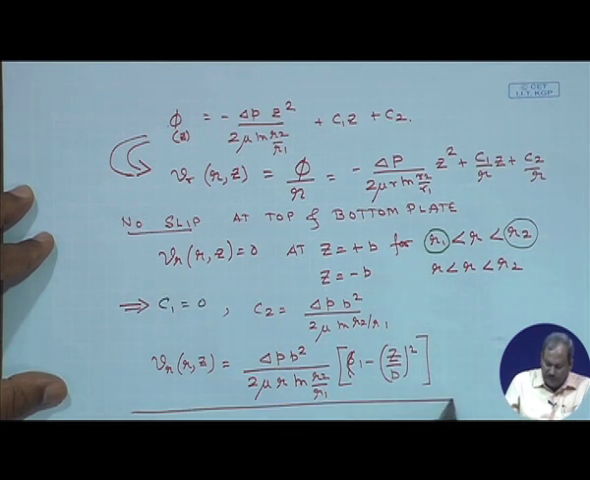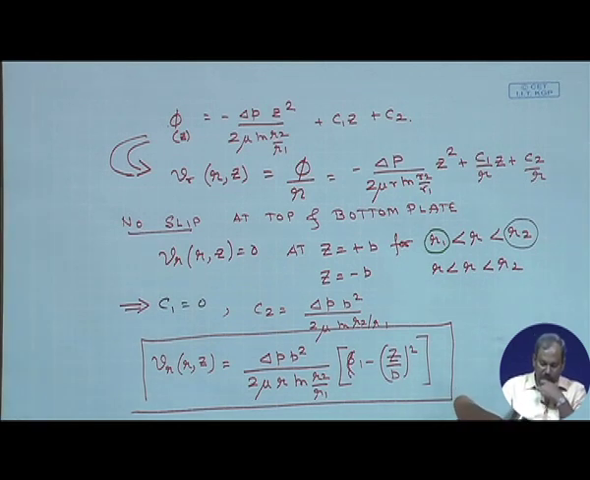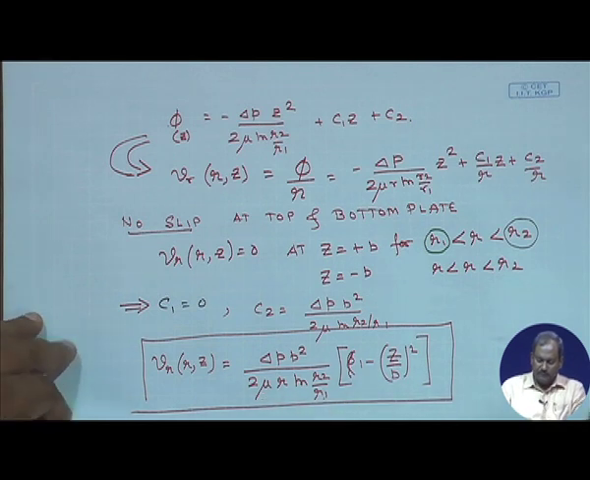So this is the final form of the velocity expression for the case of pressure gradient driven flow between two parallel plates which are separated by a distance twice b, where the geometric parameters are R1, the radius of the hole through which the liquid comes in, R2, the outer radius of both the plates, delta P is the applied pressure gradient, and mu is the viscosity of the liquid in between.